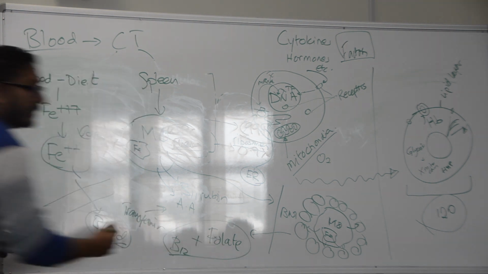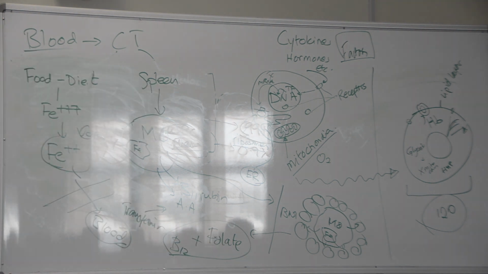B12 and folate are required for what? Nucleic acids, right? And therefore they are more important for the basophil erythroblast stage and the polychromatophil, not so much for the ortho and the reticulocyte, because this is where cell division still takes place and it is required, not at the later stage. And of course, the RNA production.